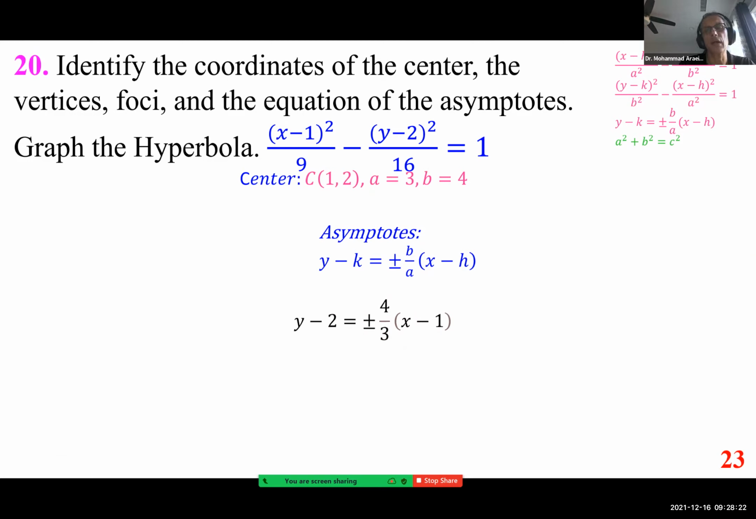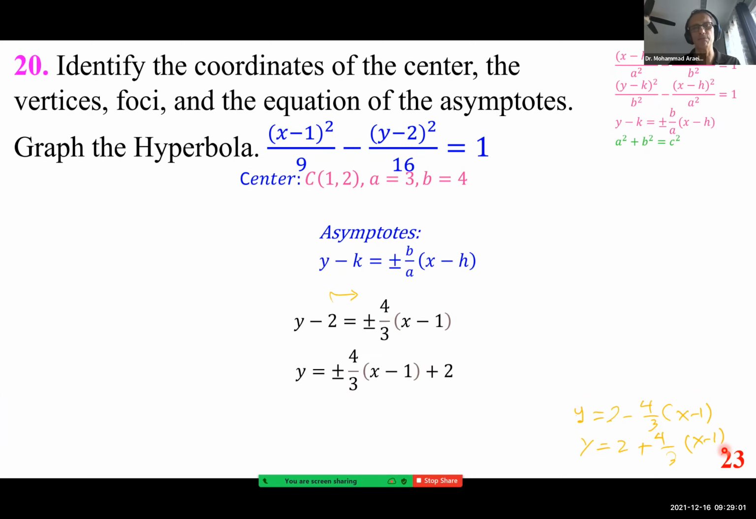One of them is y equals, if we take the 2 to the other side, 2 minus 4/3 times x minus 1, and you can simplify it. The other one is 2 plus 4/3 times x minus 1. And remember, to graph it, just pick up a couple of pairs. x is 0, find y, y is 0, find x. The same thing for this one.